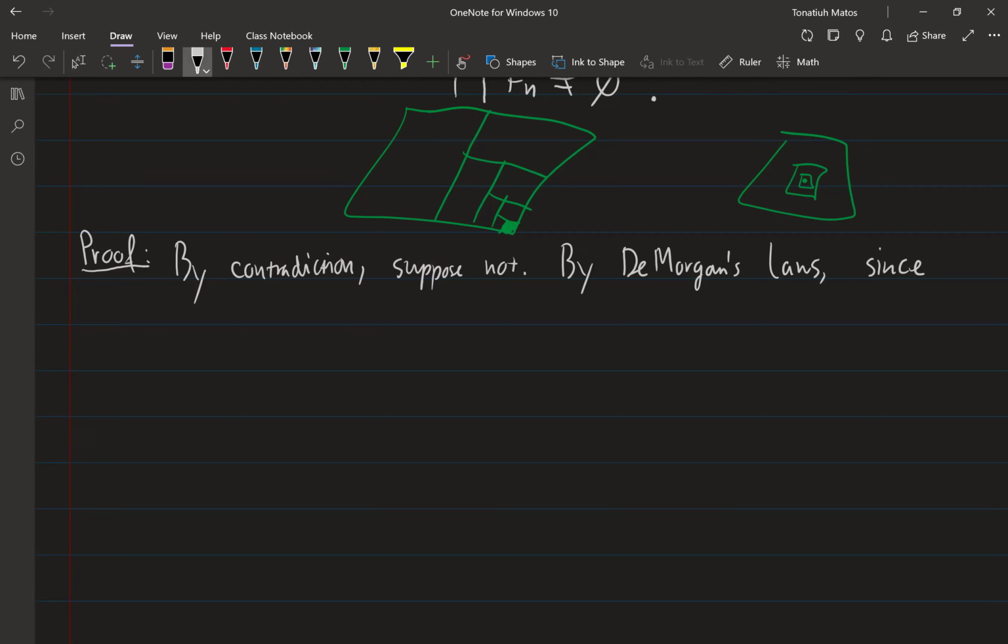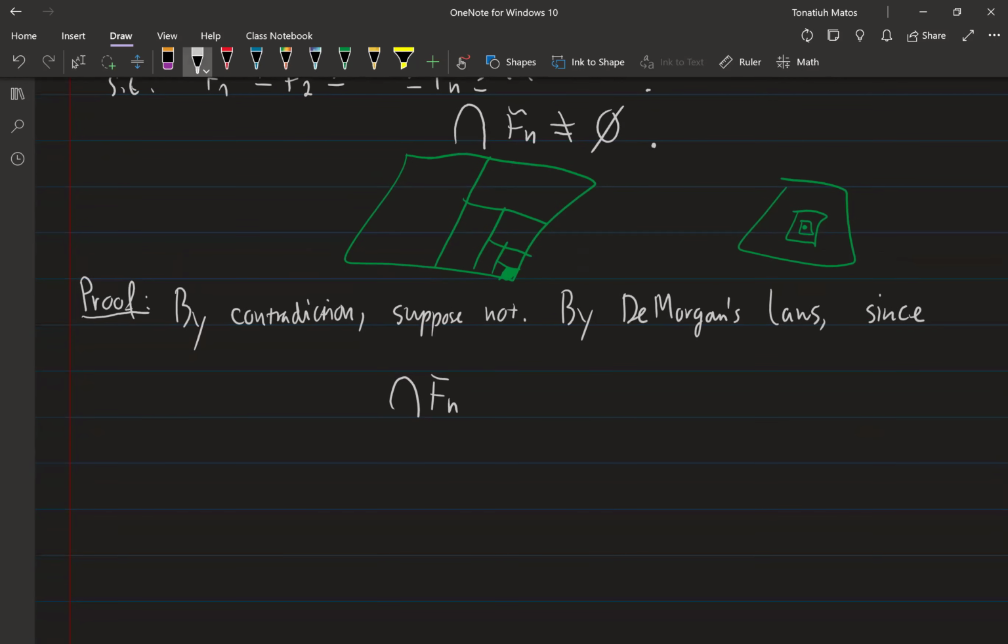Since, and let me do it this way. Allow me to write it this way. So we have Fn, the intersection of all of these. I should, of course, put the indices, otherwise. If this is empty, then I can just take the complement on both sides. The complement of the empty set is R, and the complement of this is, I don't know, but it's that, right? Now, by De Morgan's laws, I know that the complement of the intersection is the union of the complements.